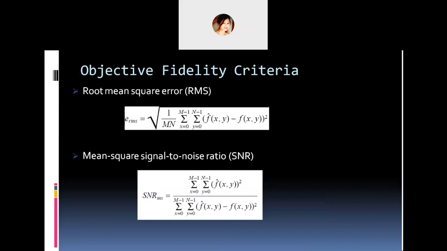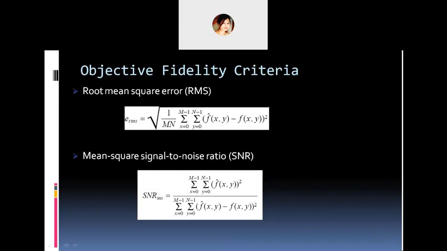Objective fidelity criteria is determined by some mathematical equations. Last time I asked you to go through these two topics, root mean square error and mean square error, right? Did you do the homework? These terms are not very complicated. You already learned these previously, but you have to brush up. That's why I asked you to revise these topics. So what is root mean square error?